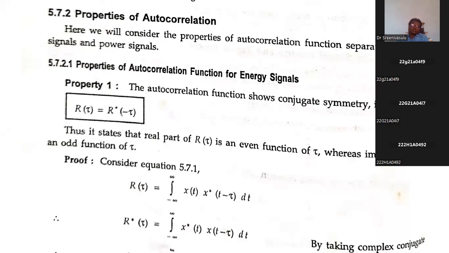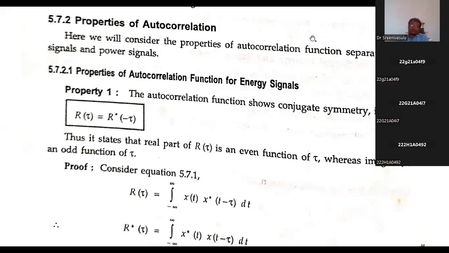Now, the first property is R of tau is equal to R of minus tau with complex conjugate. So what does it mean? What is R of minus tau? Time reversal. R of minus tau means we fold the signal with respect to the vertical axis about the origin.